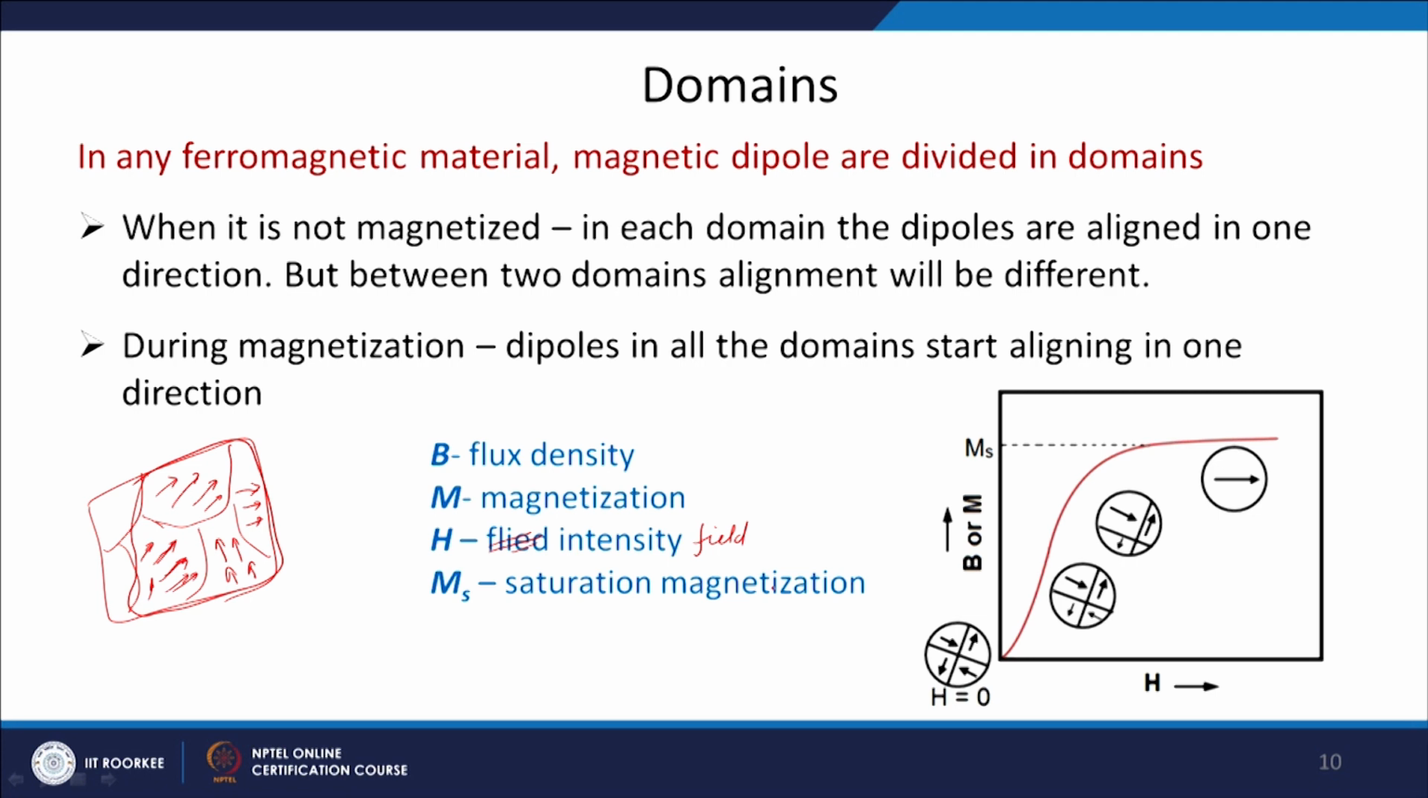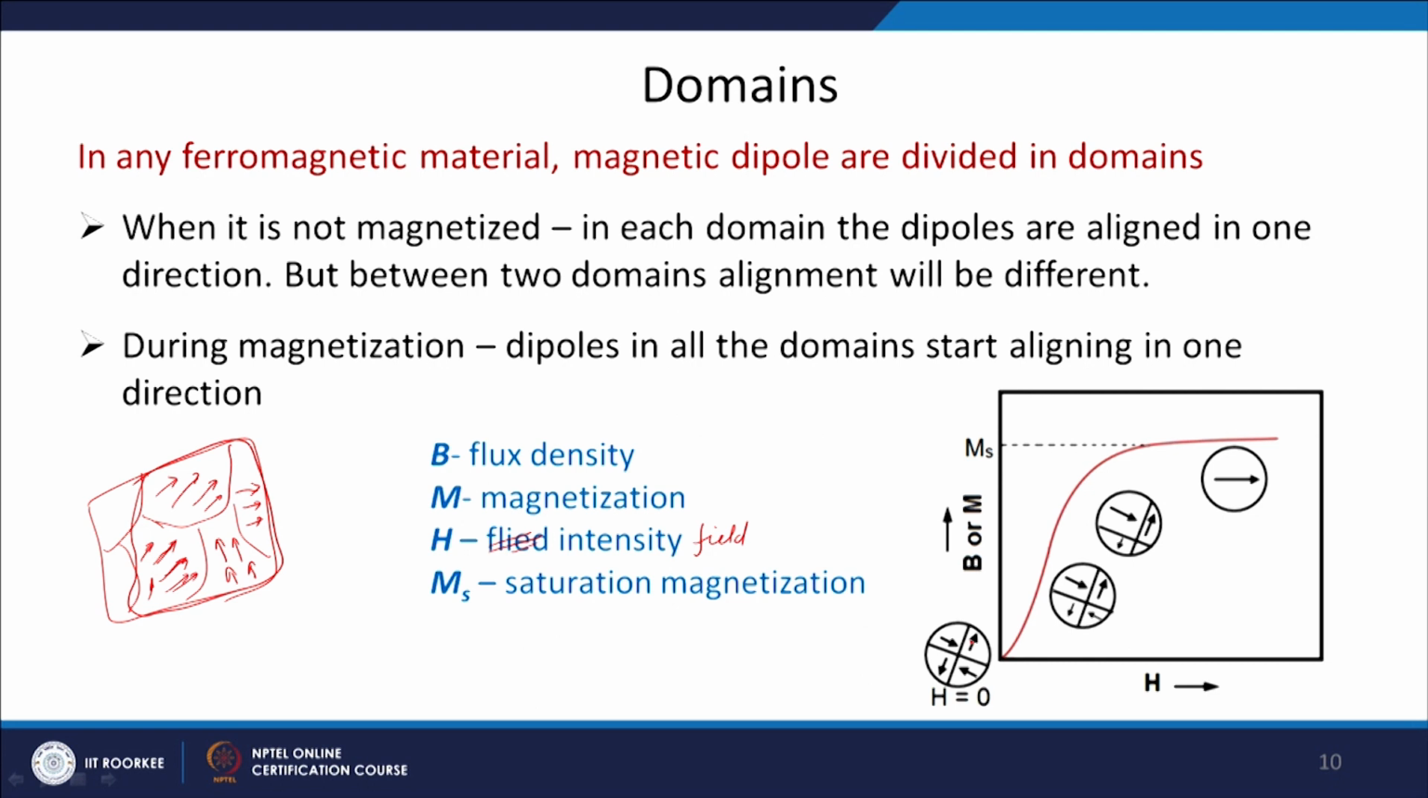So what happens when you start applying a magnetic field on a material? Initially they have these domains, and the alignment of dipoles will be different in each domain. You start applying some magnetic field on this material for magnetization. Slowly the magnetic flux density will increase in the material as a function of H, the external applied field intensity.